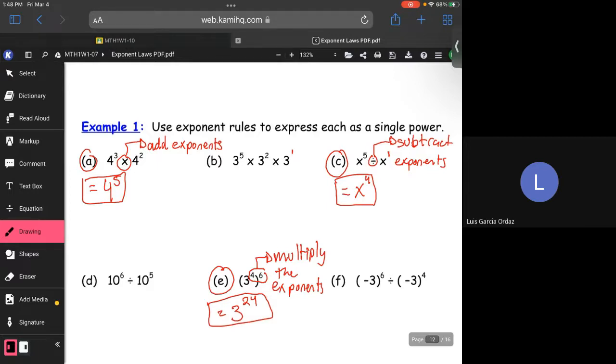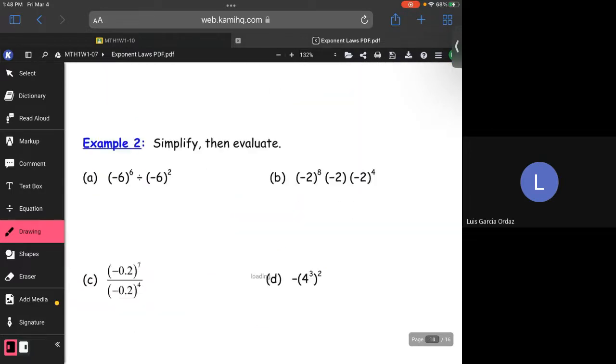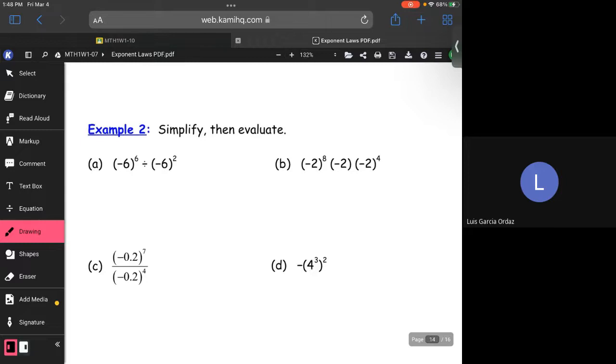Okay. And last but not least, I think we're going to do 2 more. Let me scroll down here. G, H, I, J. Oh, we're not doing those. So what we're going to do here is we're going to simplify. So put it into 1 power and then evaluate, which means give me my answer. So let's start with the first one. How can I write negative 6 to the 6 divided by negative 6 to the power of 2 as one singular power? What would it be? Gian.